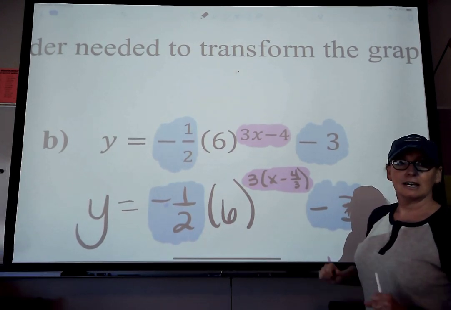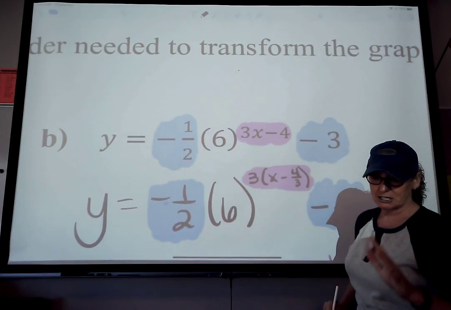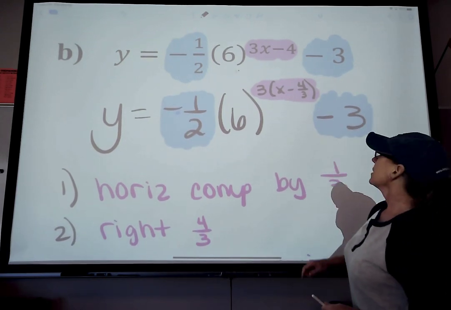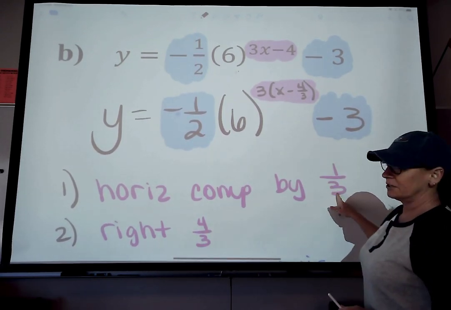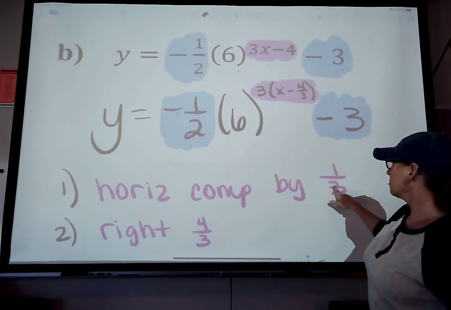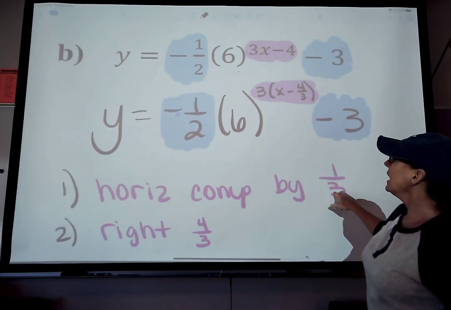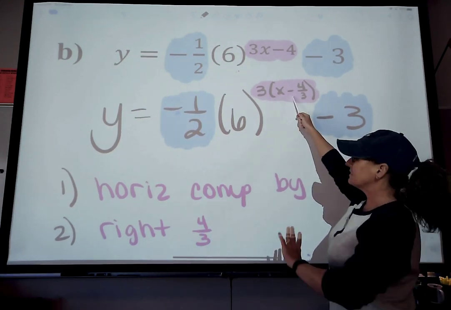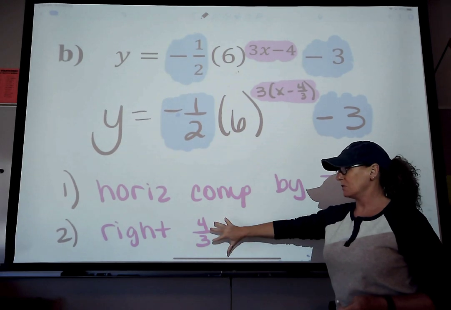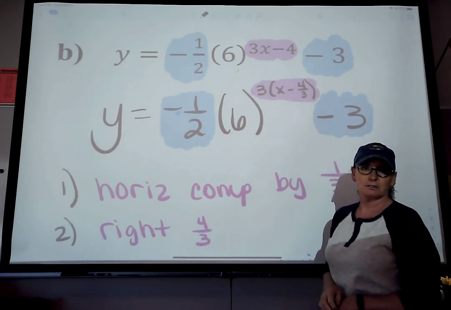Recolored everything. Now I'm ready to list my transformations. We're going to start with pink. So we're going to go, is it 3? No, it's horizontal. It's backwards from what you would think. So a compression by 1/3. And then, oh, that's a negative. Does that mean it goes left? No, it's horizontal. It's backwards from what you would think. So it moves right 4/3.